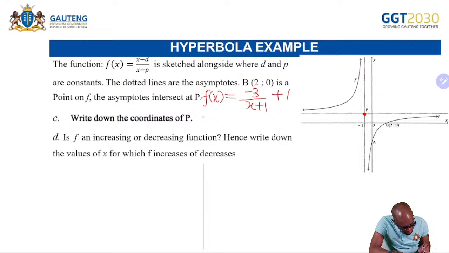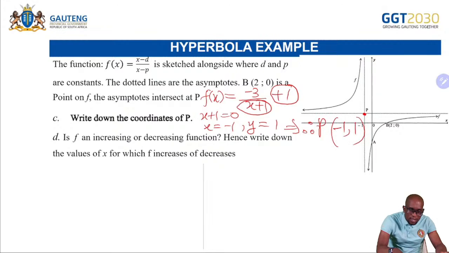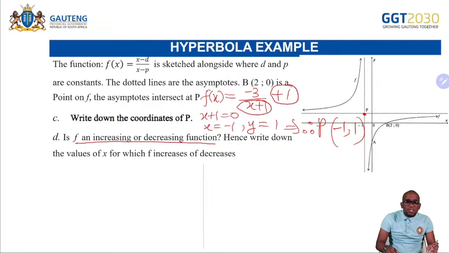So let's check the first asymptote. x plus 1 equals 0, x equals negative 1. The first asymptote, I get it from here. The second asymptote, I get it from there. And then y equals positive 1. Therefore, my P will have coordinates negative 1 and 1, like that. Negative 1 and 1.